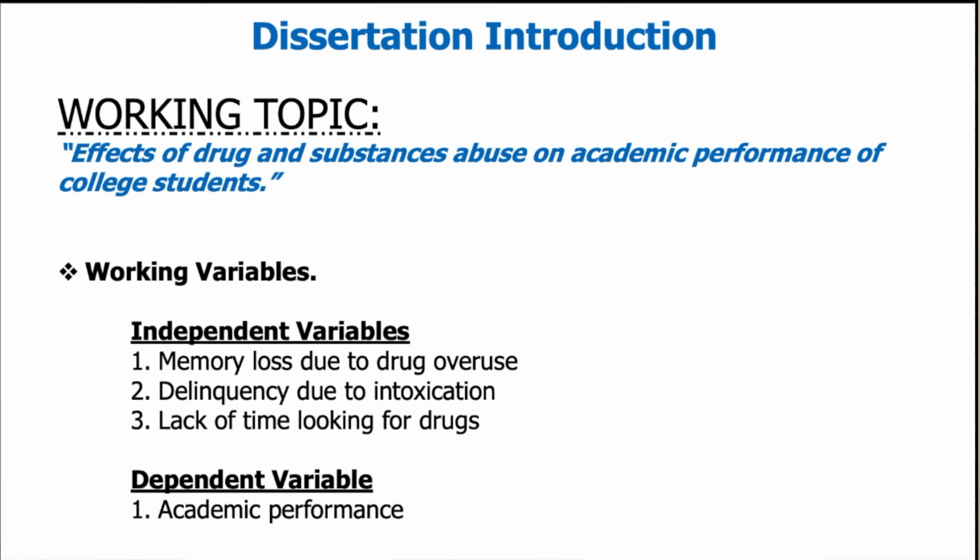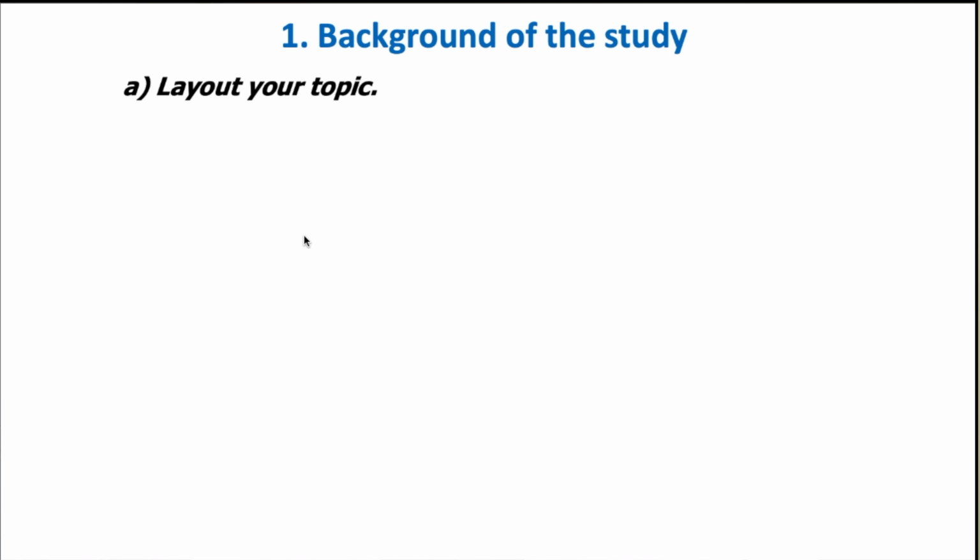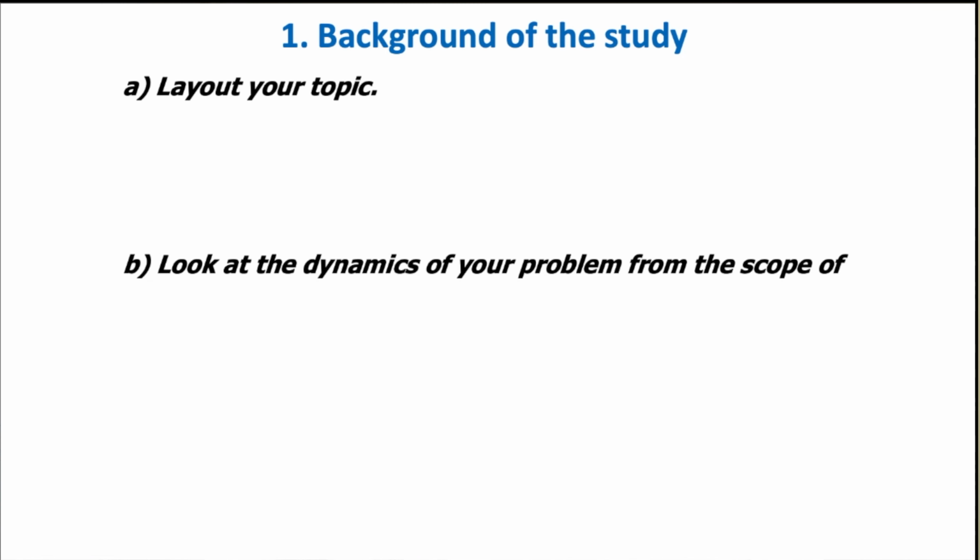In the layout of the topic, things that are expected are very basic. Definitions. Remember, it's not definition of terms. It is operational definition. So it's the view of the researcher. What do you mean by academic performance? The other thing you need to look at is the dynamic of the problem from the scope of other places. The problem that you are trying to address is not unique in your country. It's not unique in your region. It's also present elsewhere. So how is it elsewhere? How are drug use and abuse affecting academic performance among college students in other places?